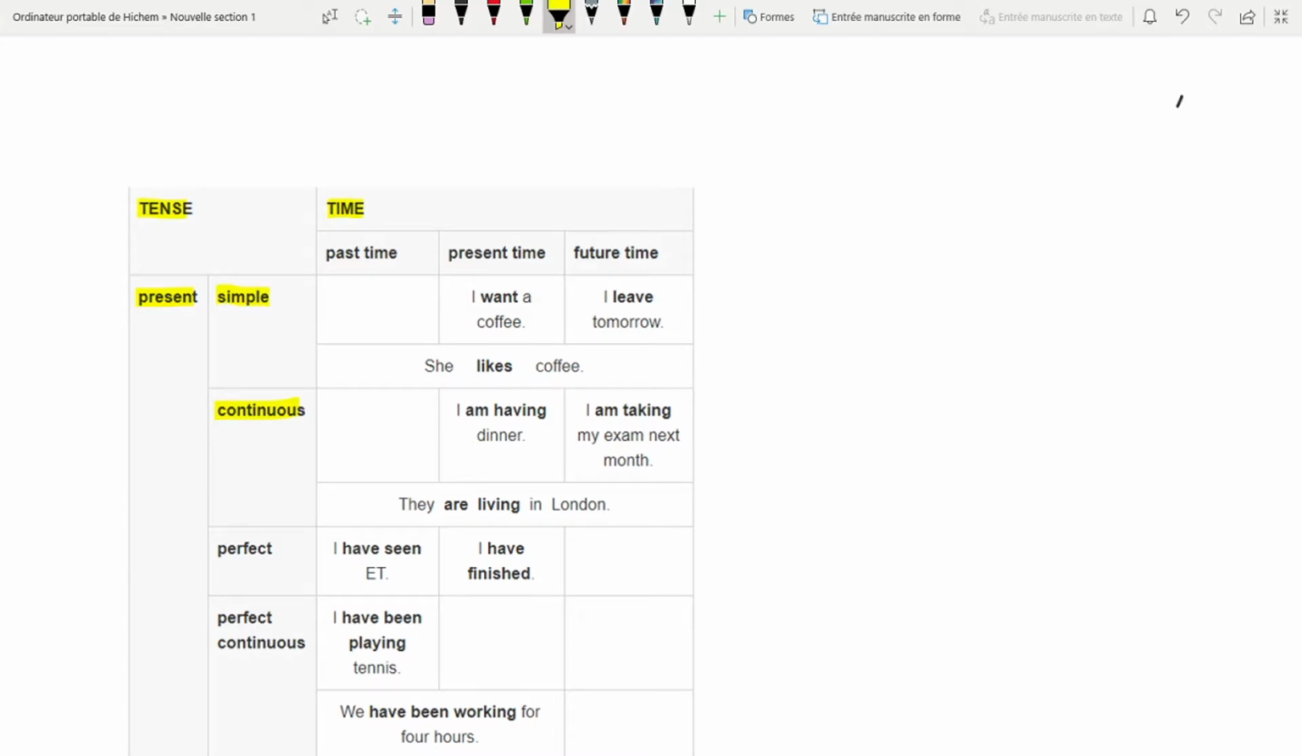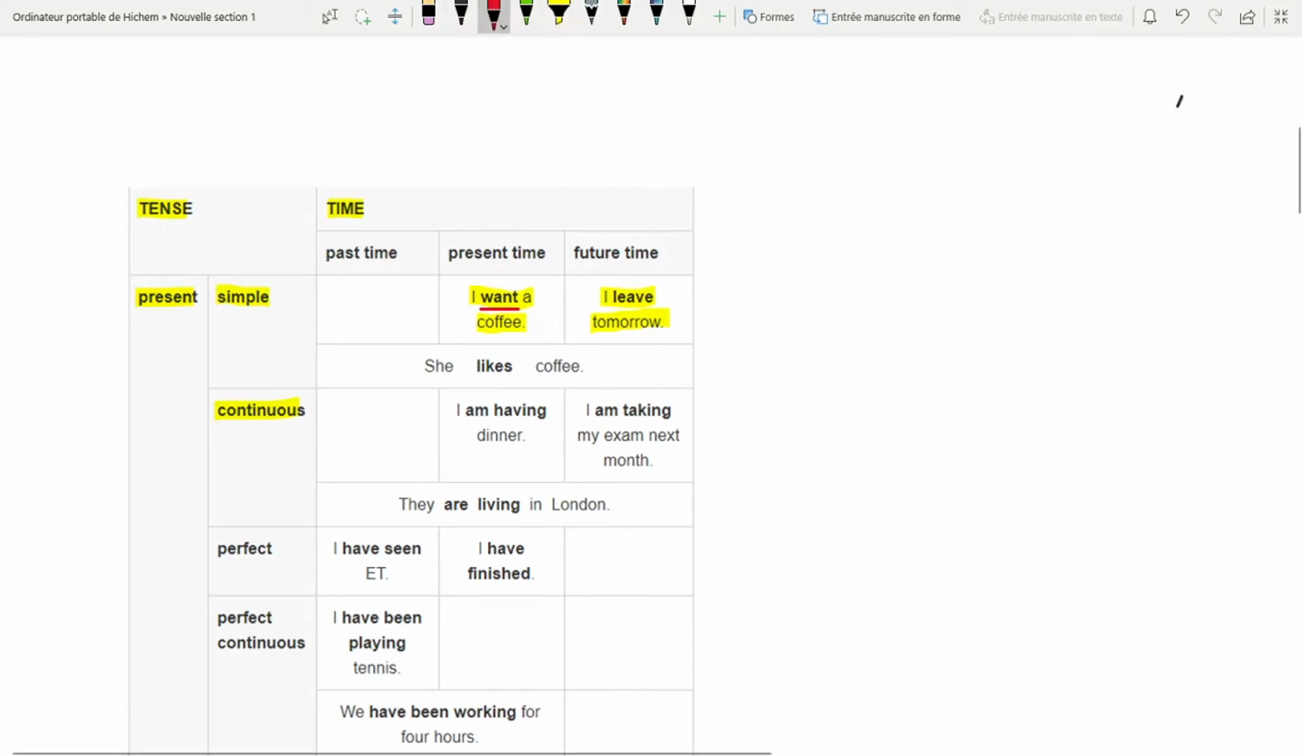Okay, so we have here present simple, right? If we take this example, I want a coffee. Okay, so for a student, you will see here, I want, so it's the present. You will say it indicates the present time. Here you are right, because I want a coffee, I want it now, I don't want it tomorrow. There's nothing that says that I want coffee tomorrow, right? But let's take the other example. I leave tomorrow. Okay?